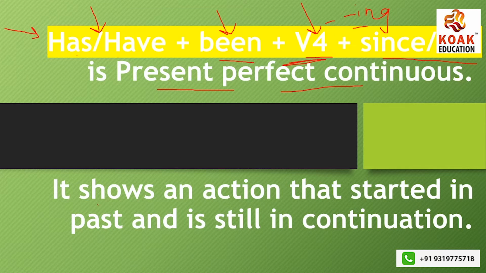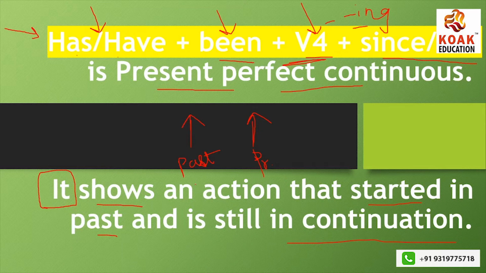Now this shows an action or present. It here means present perfect continuous tense. It shows an action that started in the past and is still in continuation. I will make a timeline here. This is present, not the present tense, but the present scenario. Here we are going into the past. This is past.